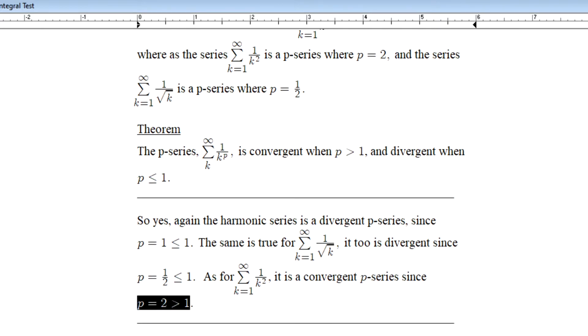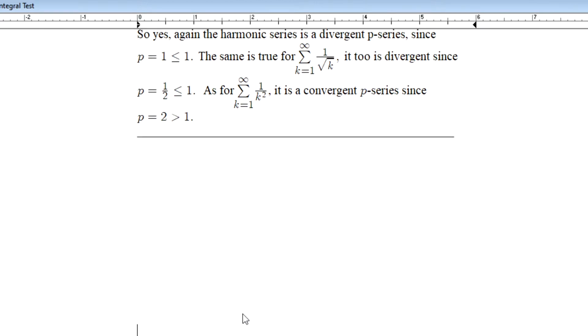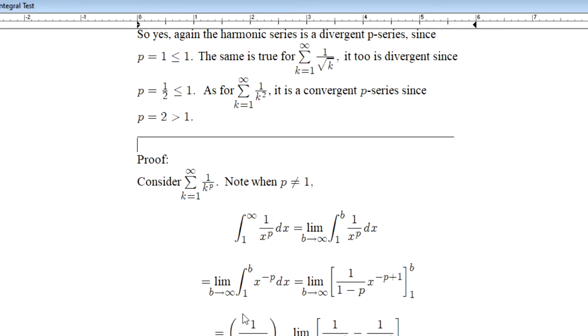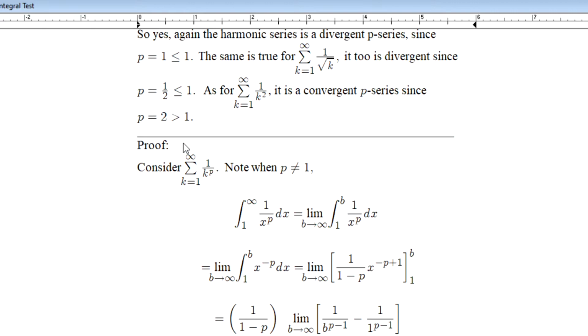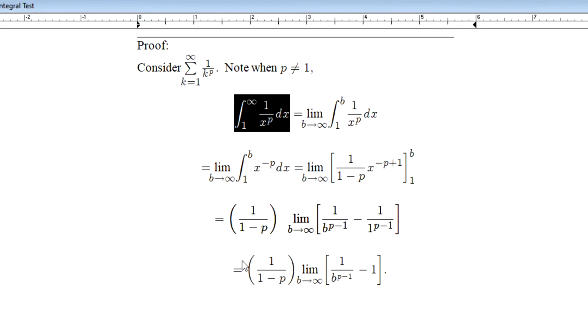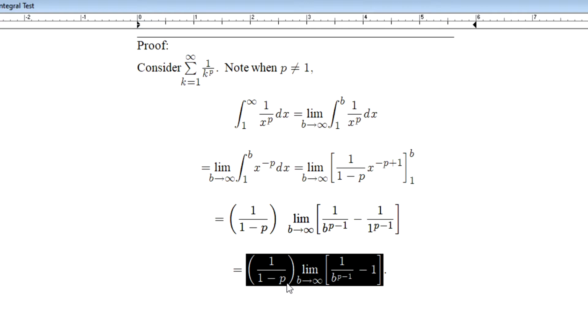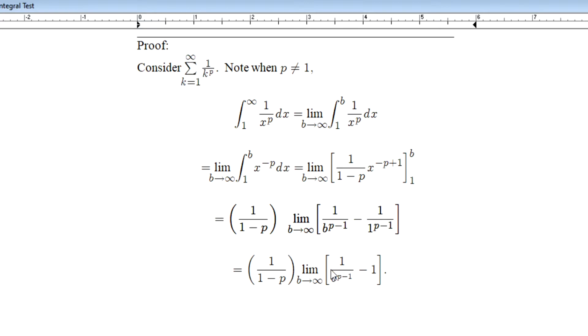Now, the integral test is what allows us to prove this result for convergent P series. Here's the proof, which is what I end with here. We consider the summation from k equals 1 to infinity of 1 over k to the pth power, and take note, when p is not the value of 1, the result for the integral test is going to be, if we calculate it, 1 over the quantity 1 minus p times the limit as b heads to infinity of 1 over b to the (p minus 1) power, minus 1, where the convergence or divergence of this infinite series is going to depend upon how this value behaves inside this limit.